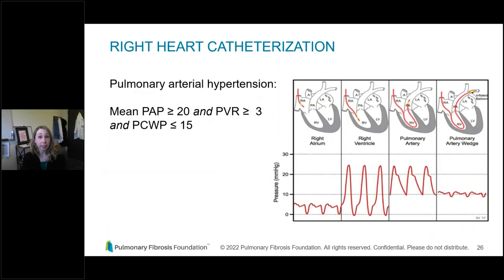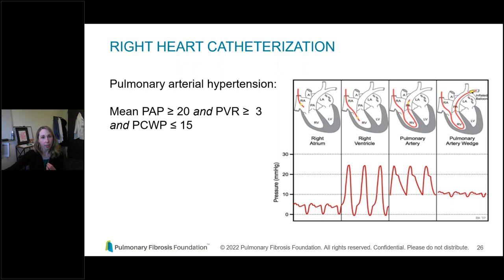Definitions of pulmonary hypertension for diagnosis, and also what are typically used in studies, are based on the data from the right heart catheterization. What happens, and I have a little map over here, is that we can measure the pressure in the right side of the heart, the right atrium, the right ventricle, the pulmonary artery, and then inflate a balloon that creates a column of fluid to the left side of the heart, so we can measure the pressures there too.